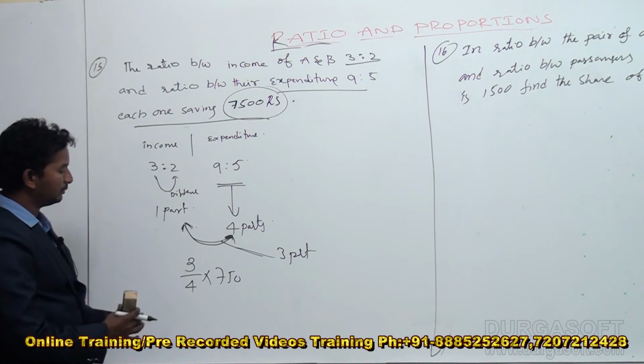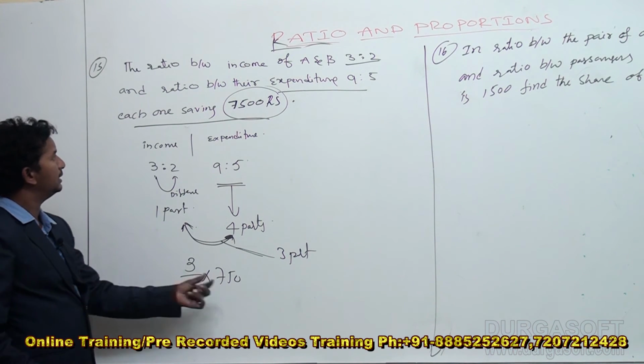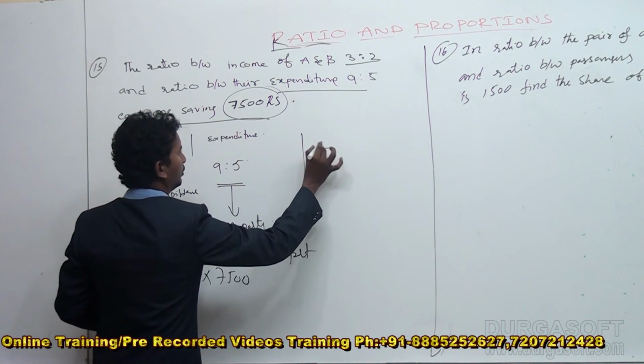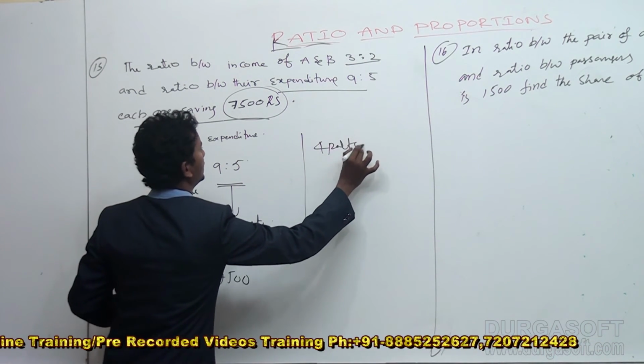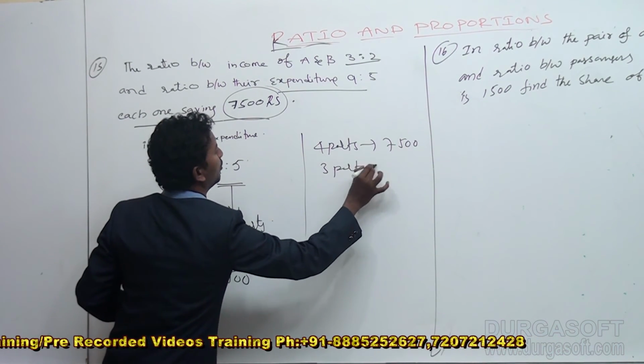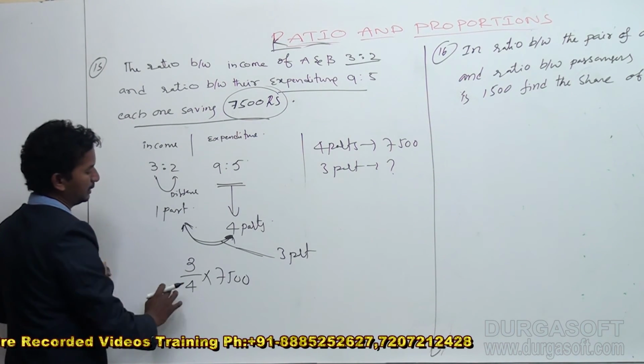So they have given total 4 parts is equal to 7,500. Now 3 parts is equal to how much? That is the question. Okay, understand? So that's why I am taking it like this, 3.